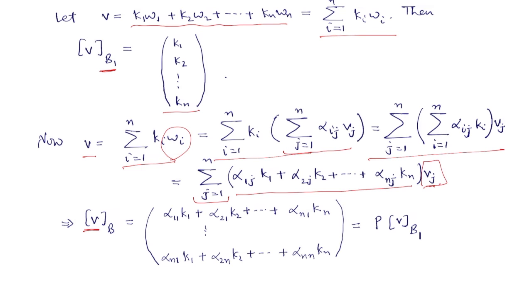So in the matrix of V with respect to the old basis, the first entry is this, and so on, up to the nth entry, which is this one. You can see that this is the product of two matrices, one with alpha ij and another one with ki. The alpha ij matrix is P and the ki matrix is V with respect to B1. So VB is equal to P VB1, and from this we get that P inverse VB is equal to VB1. So this proves this theorem.